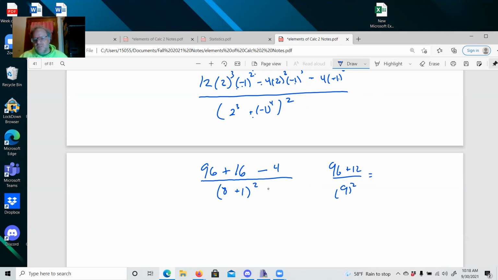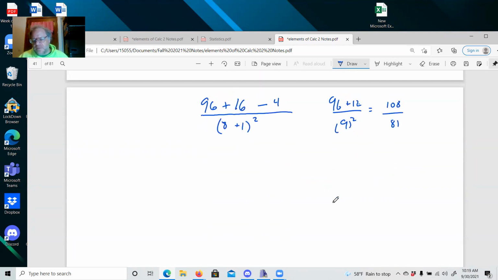96 plus 12 is going to be what? 108. All right, divided by 81. So this one looks a lot nicer because I can cast out a 3. Okay, so 3 goes into 108 how many times? 3 times 9, that's 36. So we could have 36 over 27. We can keep going though, can't we?